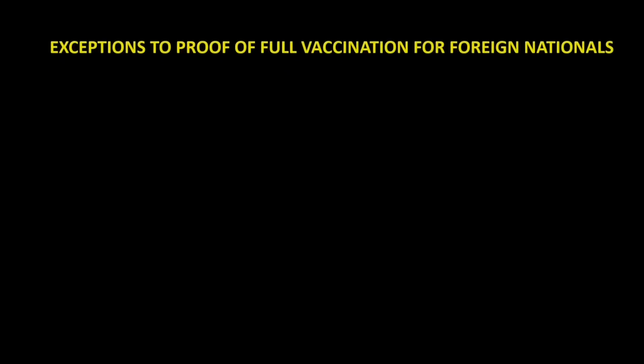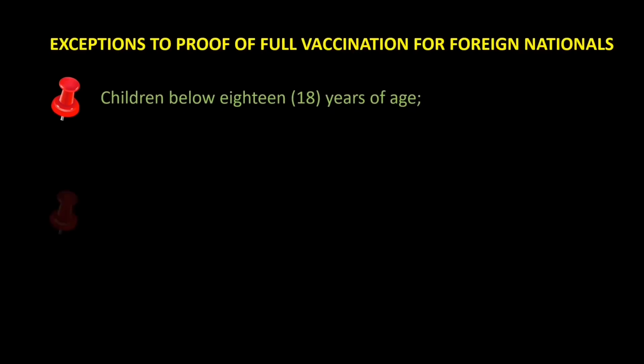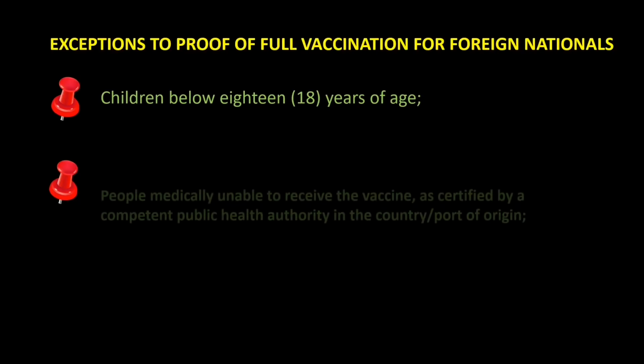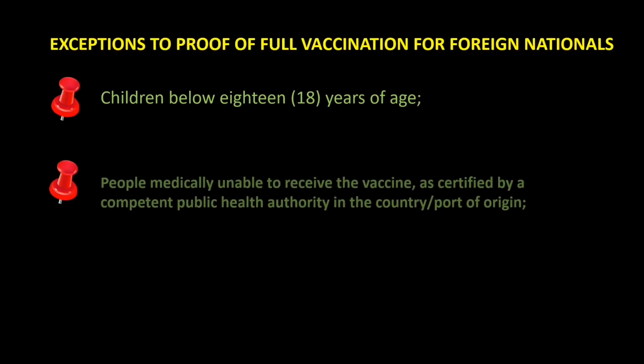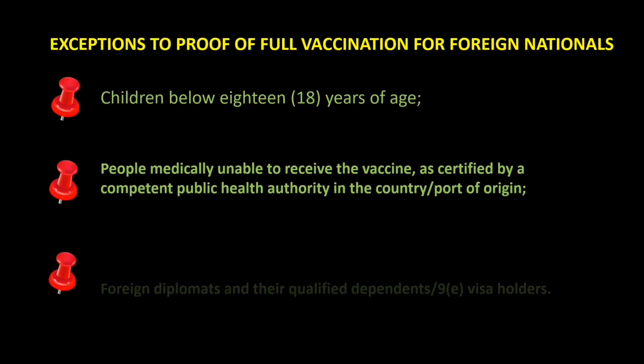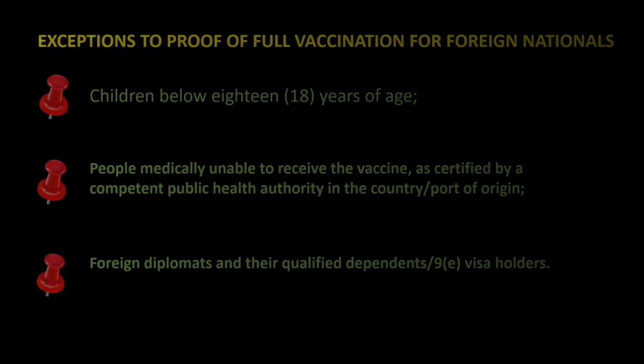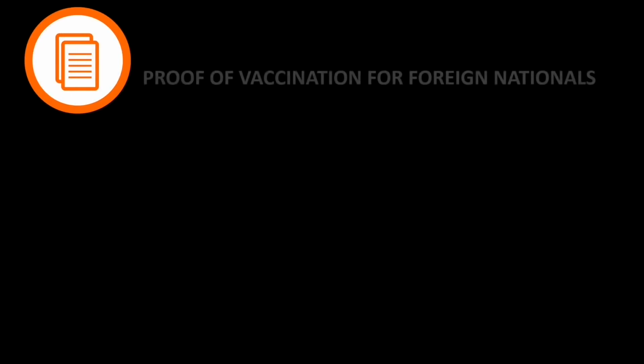Here are the exceptions to proof of full vaccination for foreign nationals. First, children below 18 years of age. Second, those who are medically unable to receive the vaccine as certified by a competent public health authority in the country or port of origin. And third, foreign diplomats and their qualified dependents, such as 9E visa holders.